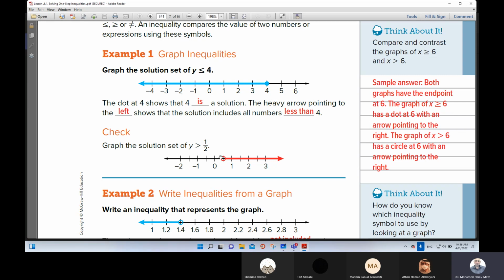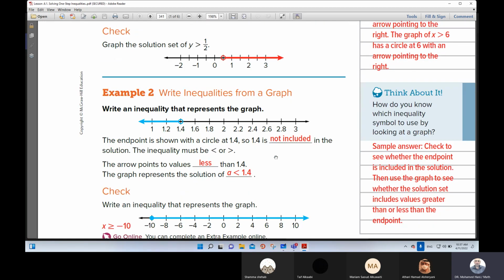It means draw an open circle. Open circle means this value is not included in this solution. Then the values of y greater than 1 over 2 means 1, 1.5, 2, 2.5, 3, 3.5, etc. It means the arrow or the direction is to the positive side.